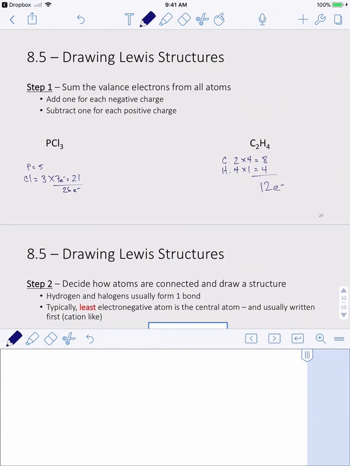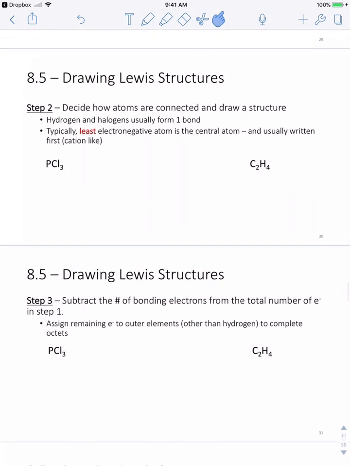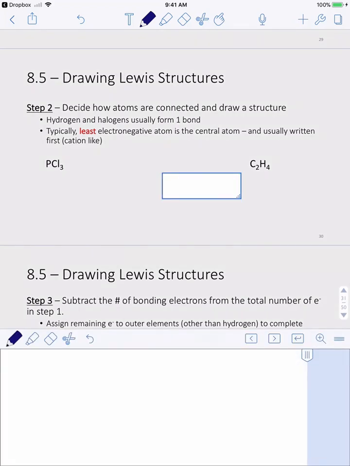Once we know the total number of electrons, in step 2 we decide how the atoms are connected and draw a structure. Hydrogen atoms and halogens can usually only form one bond because they only have one vacancy until they reach a noble gas-like configuration: a 1s2 fully filled first shell for hydrogen, or a full s and full p for all the halogens. And so those typically cannot be in the center of a molecule. They need to be on the outside to make one connection.